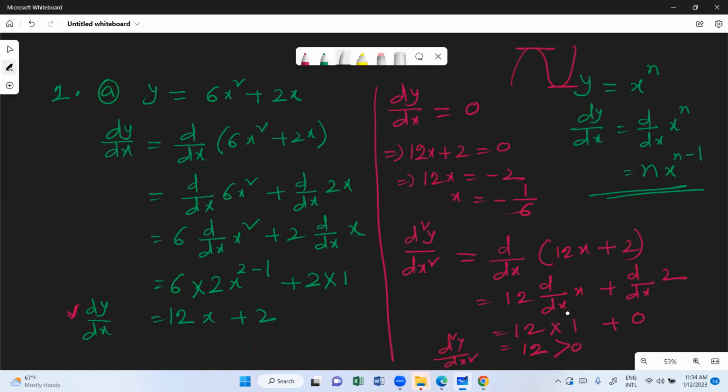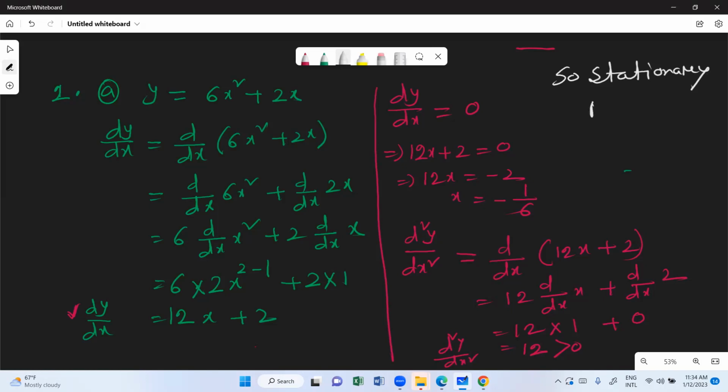So the stationary point is... When it is positive, the stationary point is minimum. So the stationary point is minimum. This is the answer to question A. Okay.